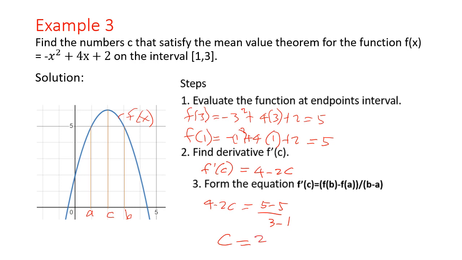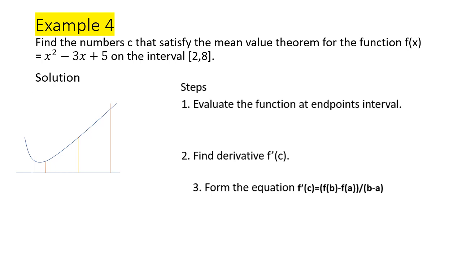So the number 2 is the number that satisfies the mean value theorem for f of x equals minus x squared plus 4x plus 2. This c equal to 2 is in between the interval of 1 and 3. So we'll pick up this one, number 4.